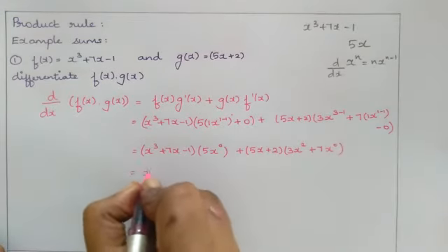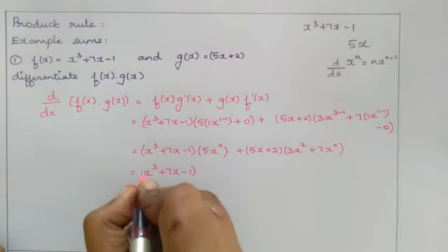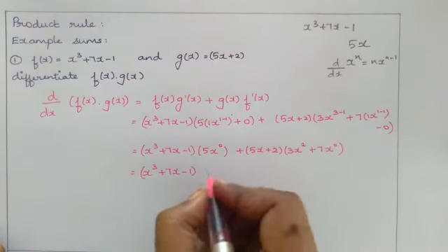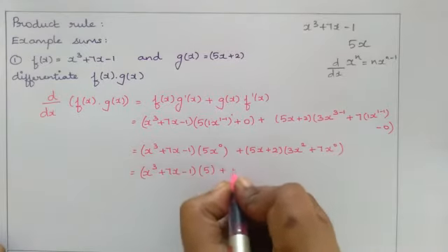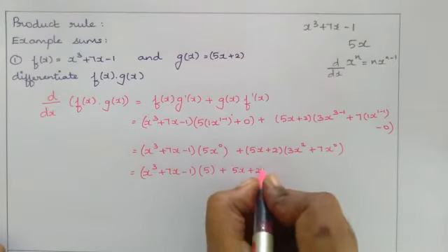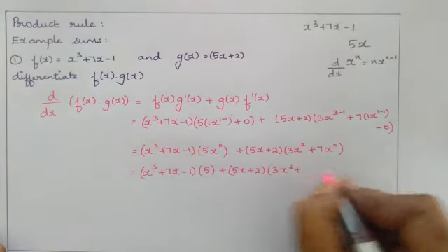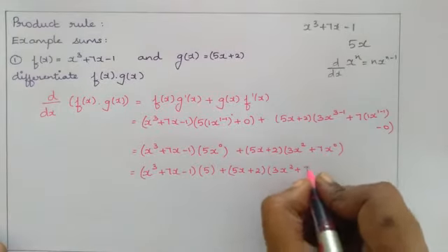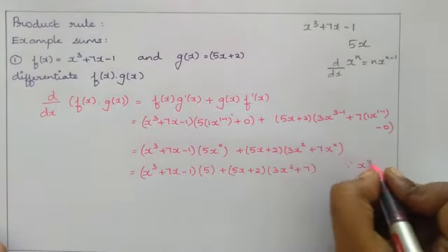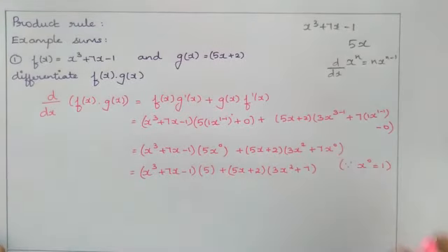So this will be x cube plus 7x minus 1. X power 0 is 1, children. So 5 into 1, 5. Plus 5x plus 2, the polynomial as it is. 3x square plus 7 into x power 0, that is 7 into 1. So this is 7 here, since x power 0 is equal to 1. Okay, now let's multiply and expand it.